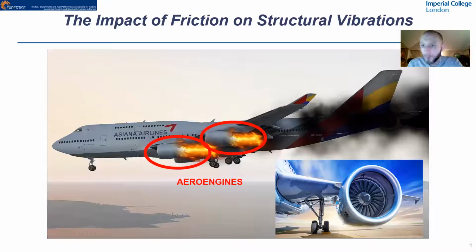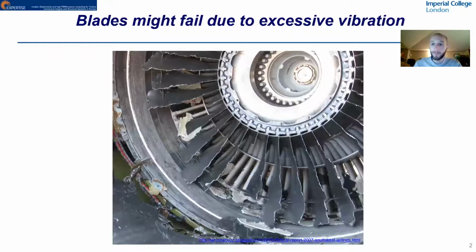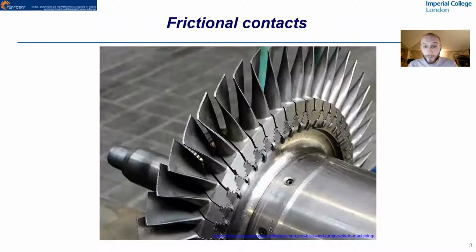Well, this might occur if turbine blades in the engine undergo excessive vibrations. For this reason, it's very important for us to reduce the amount of vibration. And one of the ways we can reduce vibrations is by means of frictional contacts. We have friction contacts in the connection between the blade and the disc, so that when the blade vibrates, there is a relative sliding between the blade and the disc.